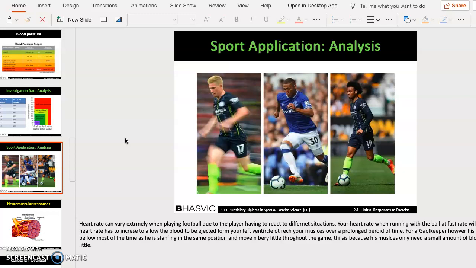However, for a goalkeeper, his heart rate will be low most of the time, as he is standing in the same position. They'll be moving very little throughout the game. This is because his muscles only need a small amount of blood when doing this.